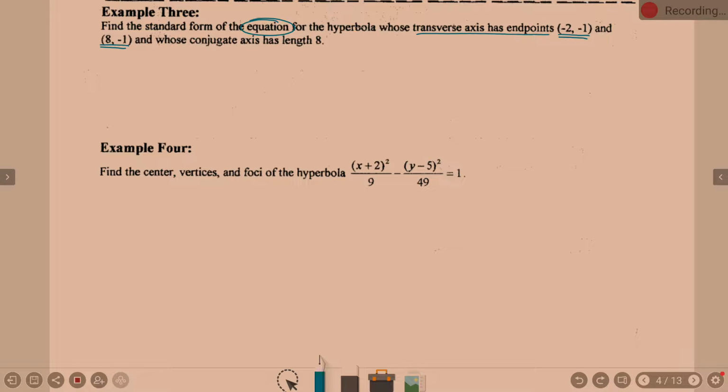Is it the same K value? Yeah, okay, because that's what I would look at right there, is that both transverse axis endpoints have the same Y value, which is going to end up being your K value.